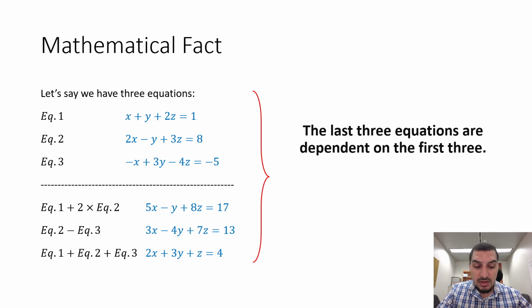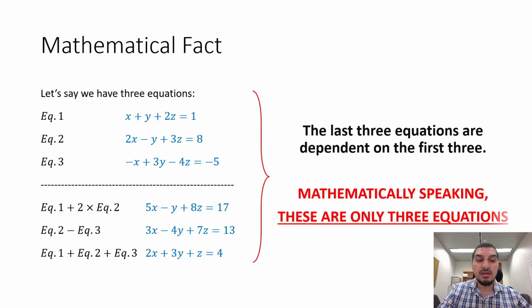Since they are dependent, from a purely mathematical point of view, they're not adding anything new to our knowledge about the relations between x, y, and z. Mathematically, they are still three equations. If you try to solve them, they're going to give you the same answer. The values of x, y, and z that you're getting from here are the same as the values you're getting from here.